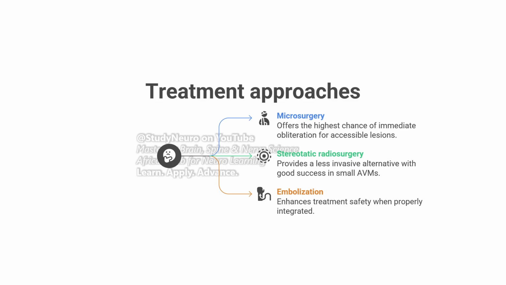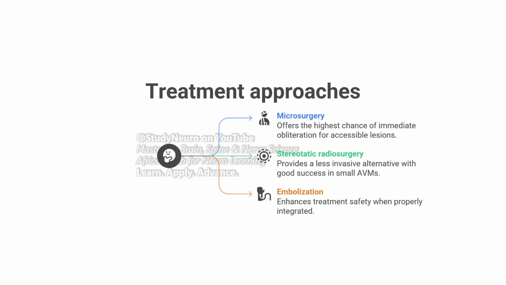The main treatment options include microsurgical resection, which is preferred for superficial arteriovenous malformations less than 6 cm in size, particularly when there is no deep venous drainage. These lesions are more accessible, allowing for safer and more complete removal with a lower risk of neurological injury.